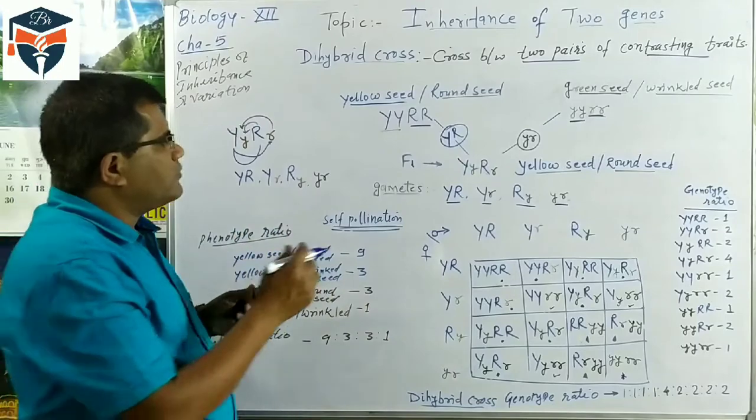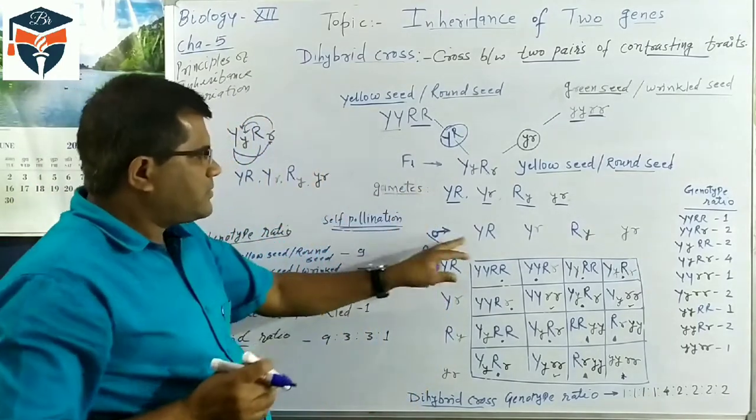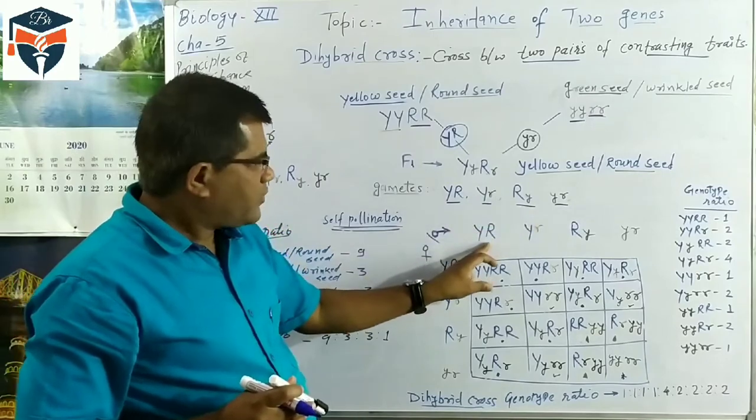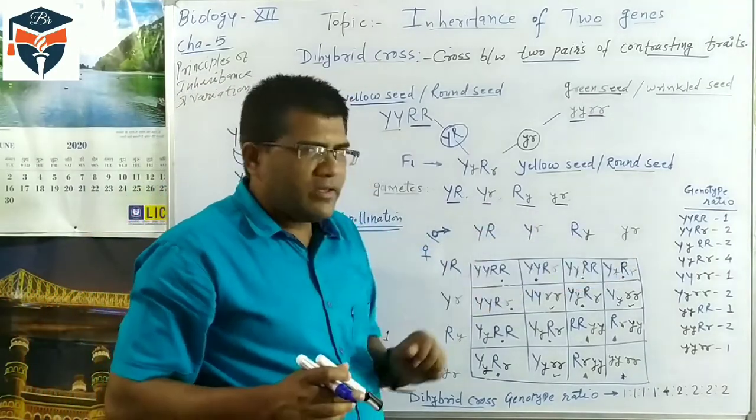Now the F1 male progeny has these same gametes: capital R, small r, capital R, small y, and small y.